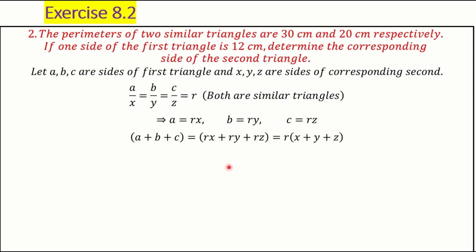Correct? Fixed. Now A equal to Rx, B equal to Ry, C equal to Rz. Now what happens to the perimeters? A plus B plus C equal to Rx plus Ry plus Rz, which is R times X plus Y plus Z. Now R is equal to A plus B plus C by X plus Y plus Z, which is nothing but a ratio of these corresponding sides. So the perimeters are given, 30 centimeters and 20. So R is equal to 3 by 2.